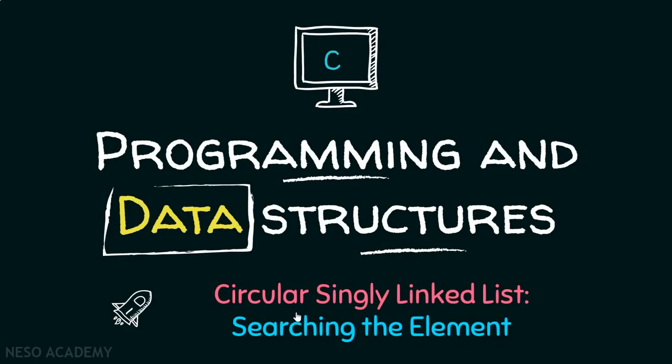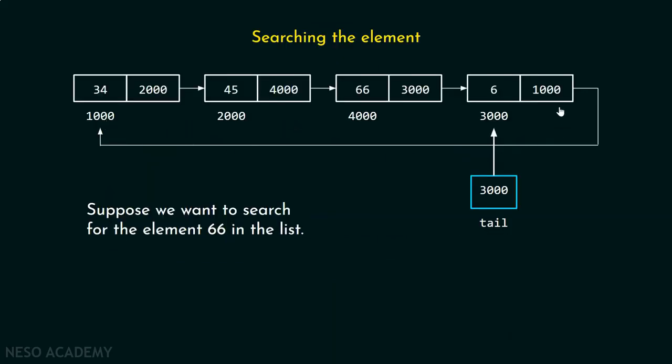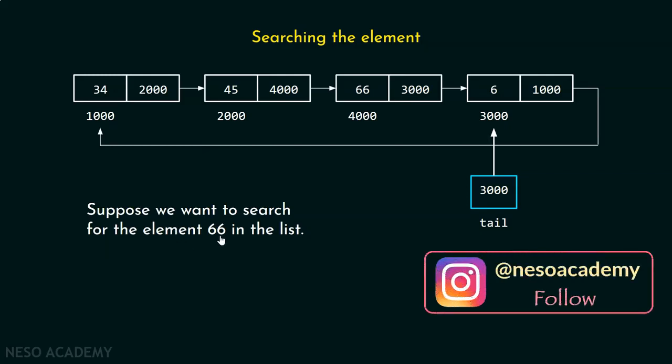In this presentation, we will learn how to search for a particular element in a circular singly linked list. So let's get started. Let us suppose this is the circular singly linked list available in front of us and the tail pointer is currently pointing to the last node of this list. Our target is to search for this element, that is 66, in the list.